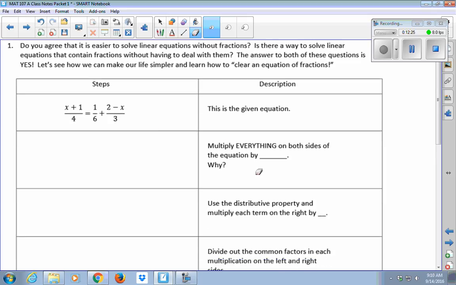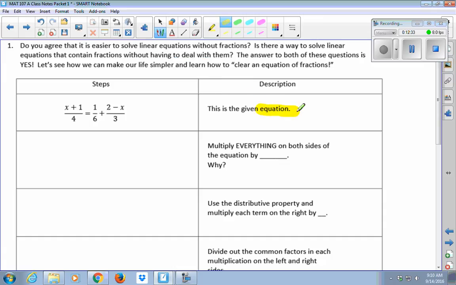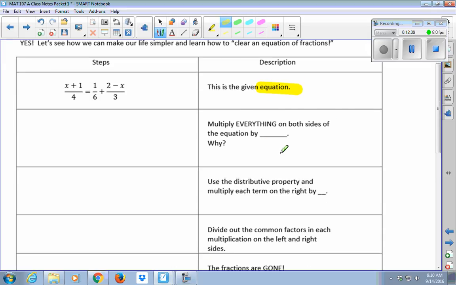So the first thing I want you to recognize and try to bring to your mind is the fact that this is an equation. It's not an adding and subtracting problem with fractions. Once you have an equation, you can multiply both sides of the equation by any non-zero quantity. In this case, I'm just showing you the process in case you've never gone through it.